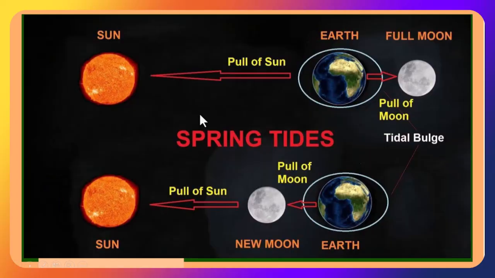Now, earth is here, and the moon is revolving around the earth. Since the moon has mass, there will be a pull from the moon, as well as a pull from the sun, but the sun's will be less compared to the moon's. We all know the moon goes around the earth once every day. When it comes to this side, both the moon and the sun will pull in the same direction.